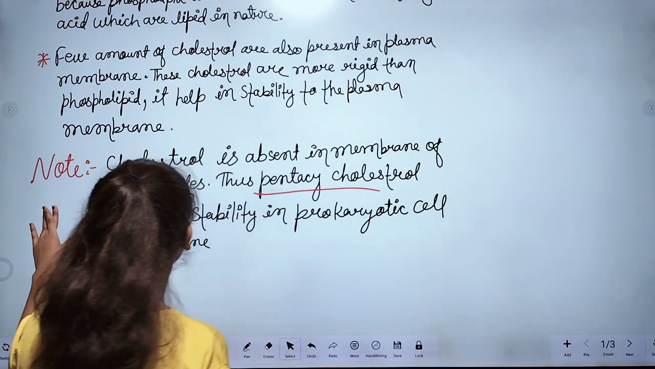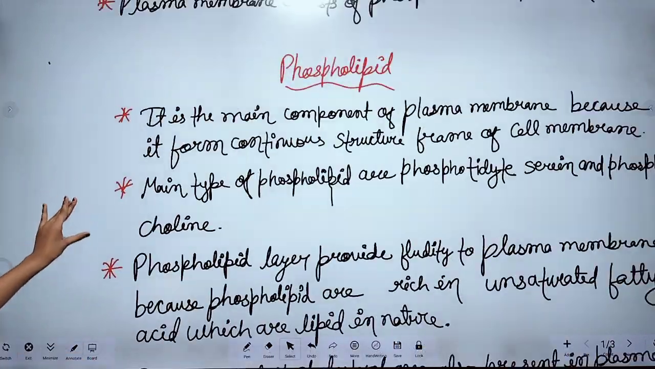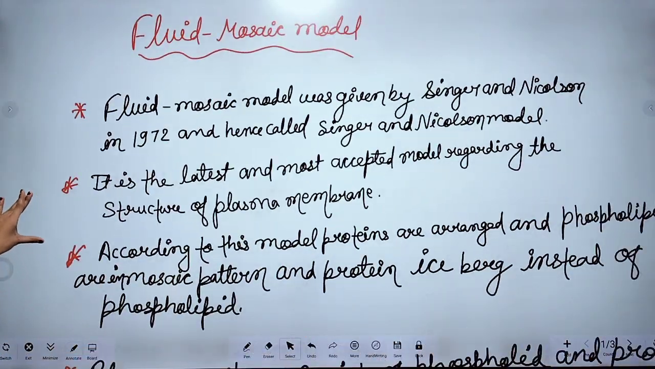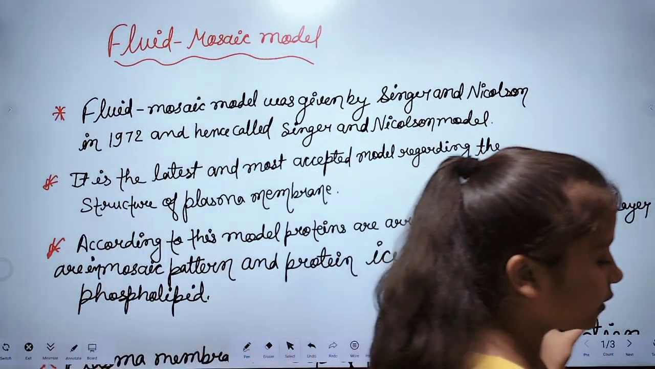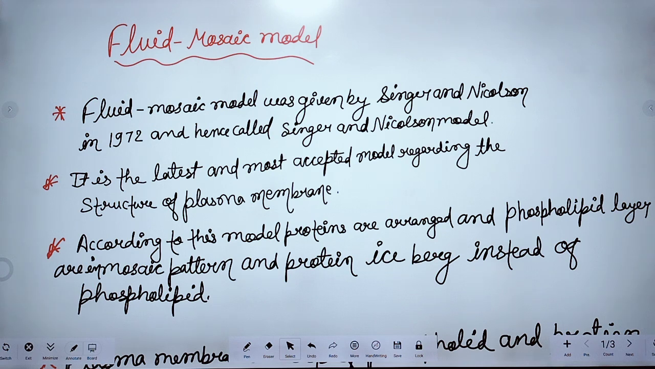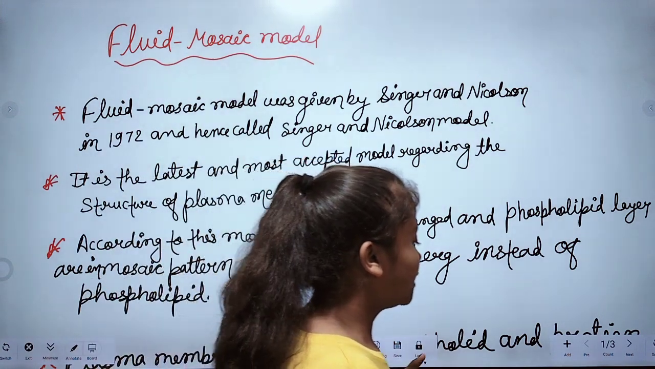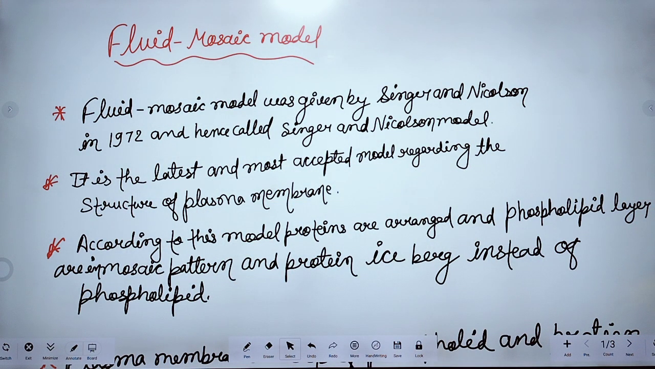Before this we studied the fluid mosaic model, which is the latest and most accepted model of the plasma membrane. It was given by Singer and Nicolson, two scientists, in the year 1972, hence called the Singer and Nicolson model or the fluid mosaic model. According to this model, proteins and phospholipid layers are present in a mosaic pattern.